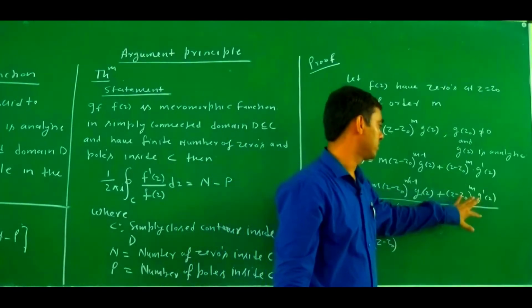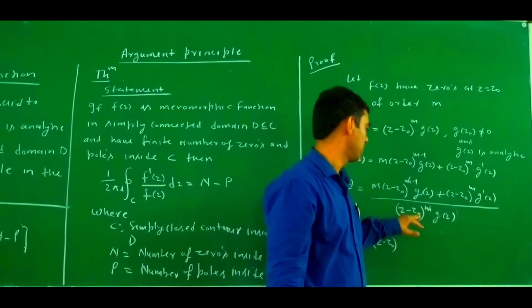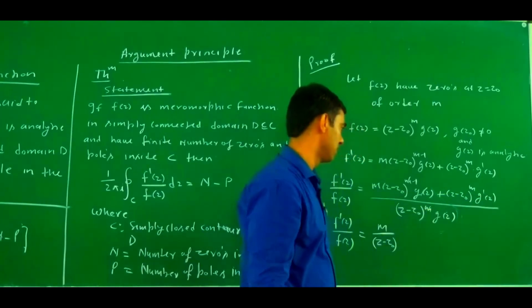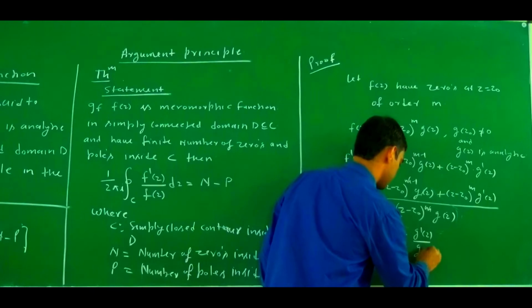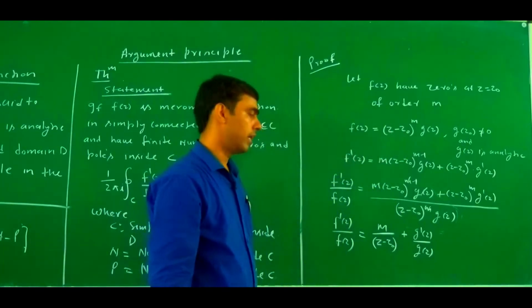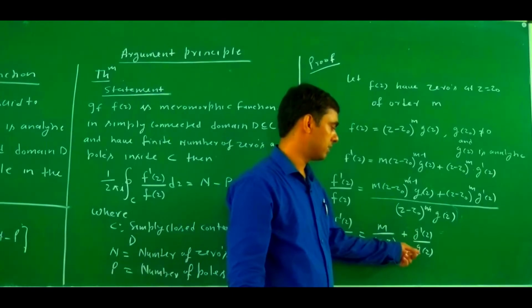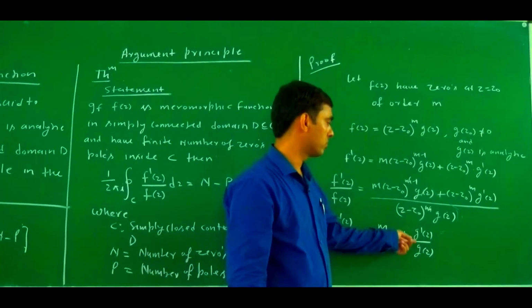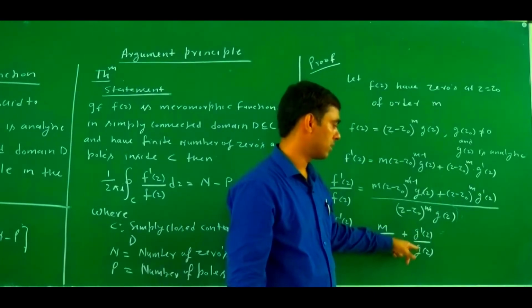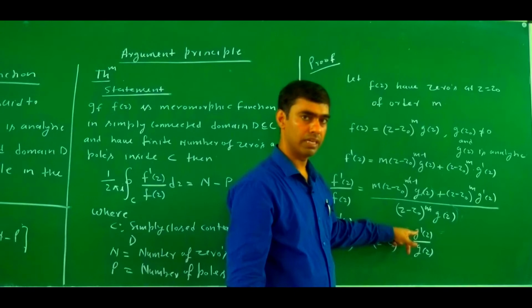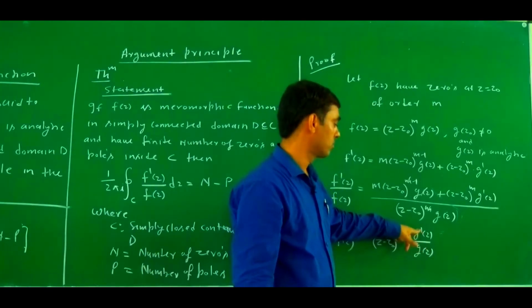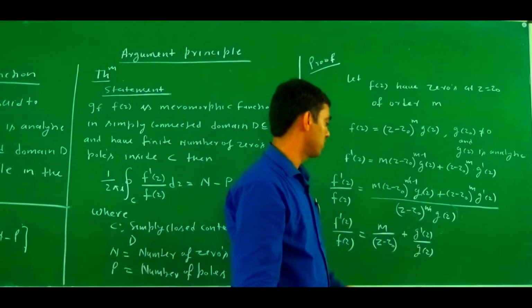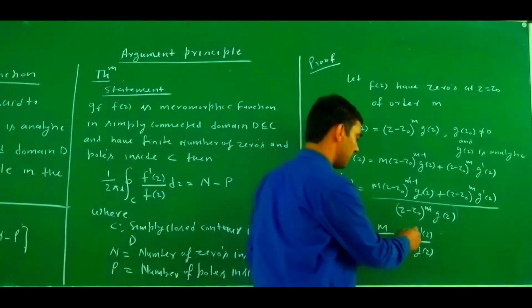What is the second term? z minus z0 to the power m g dash z divided by z minus z0 to the power m g z. So what is the value? This value becomes g dash z upon g z. And we know that g z is an analytic function. If g z is analytic, then g dash z is also analytic. And we know that the ratio of analytic functions is also an analytic function, provided g z0 does not equal 0. So g dash z upon g z is an analytic function.